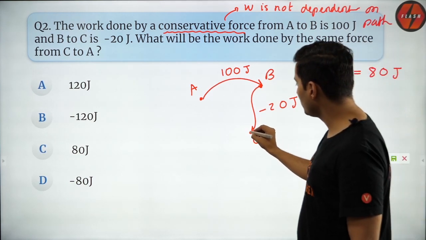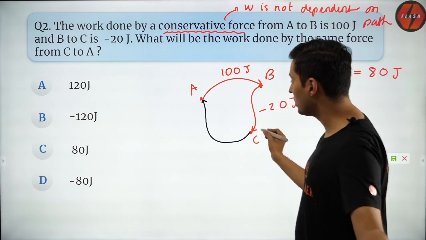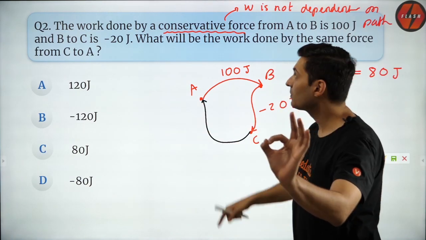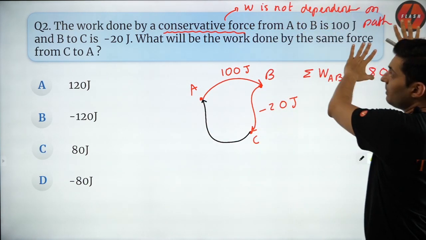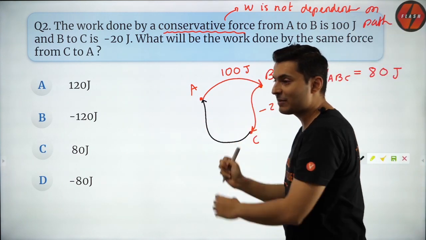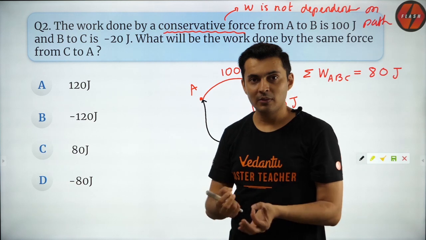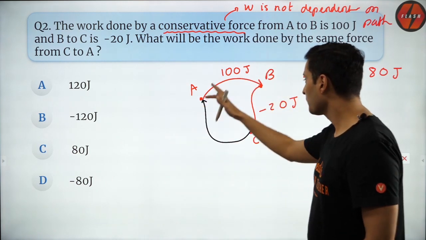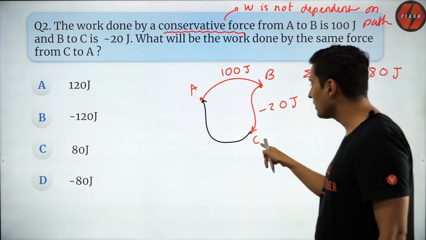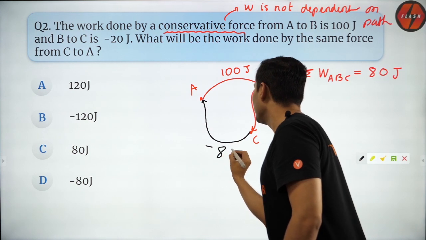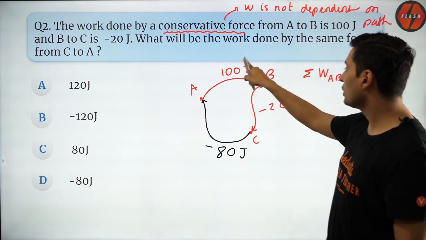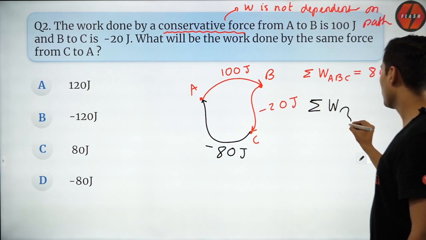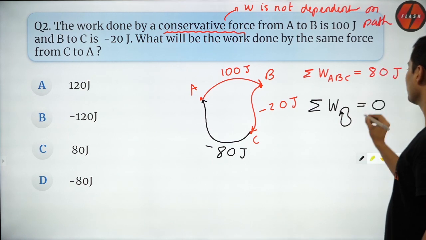Now, in our return journey from C to A, path again does not matter. Think about it. The total work done should be 0, because not just is the work independent of the path, but also when you come back to the same point, like gravity or spring, the work done by gravity or spring-like forces is always 0. So if you have done 80 joules of work here, you should have done minus 80 joules of work in this path. So the total work done in that closed path, when you come back to the same point, is going to be 0.